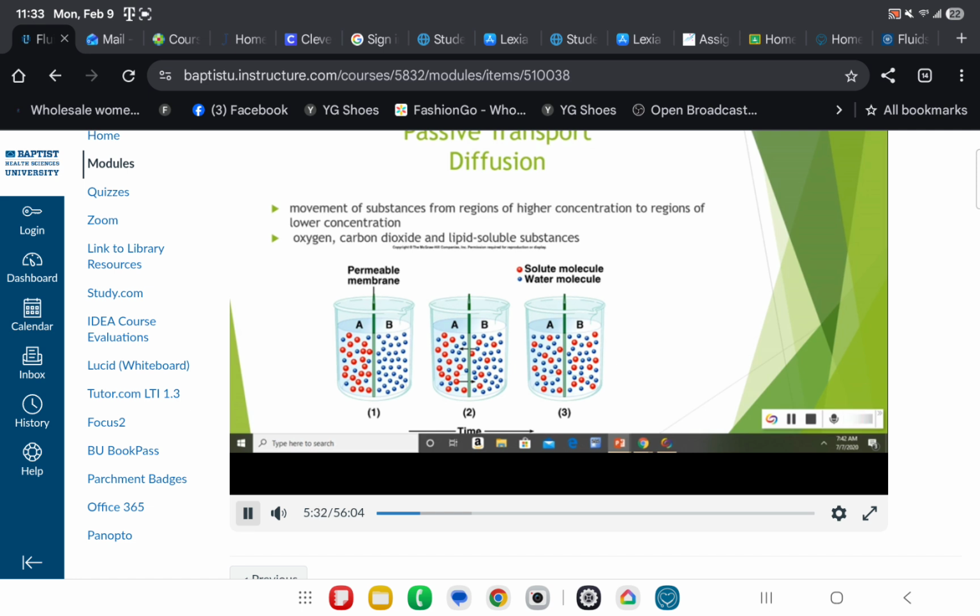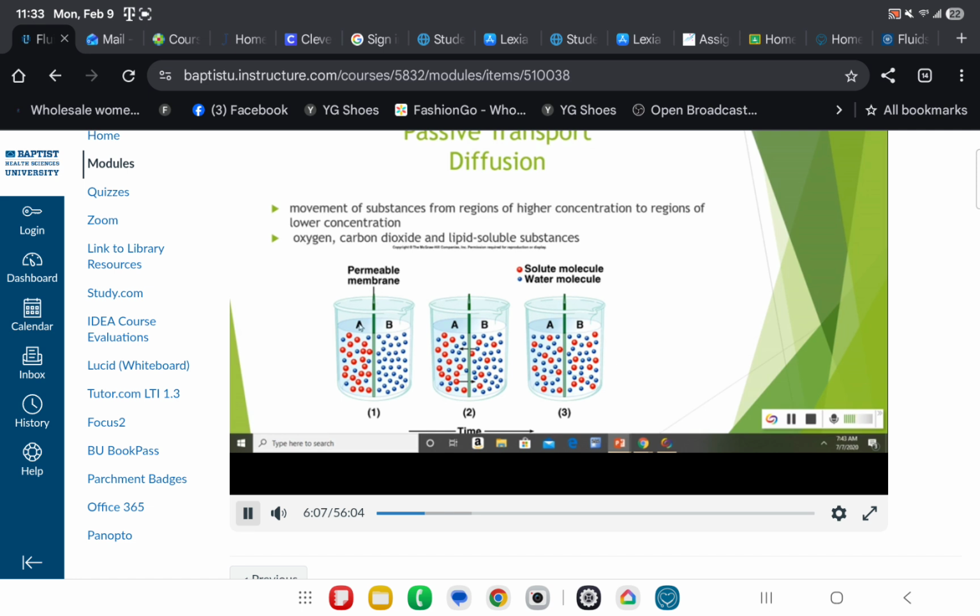Say for example, on this slide we have water in the beaker, and you have little dots. The red dots are your solutes, and the blue dots are your water. Keep in mind your solutes are the substances dissolved in water. Examples of solutes would be things like sodium, potassium, and glucose. These are all solutes that are in the actual body fluid.